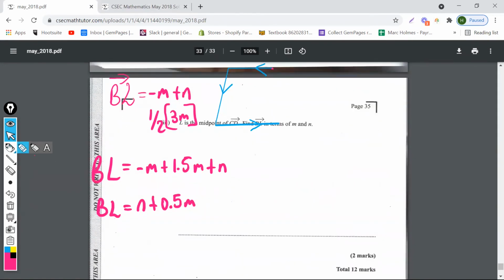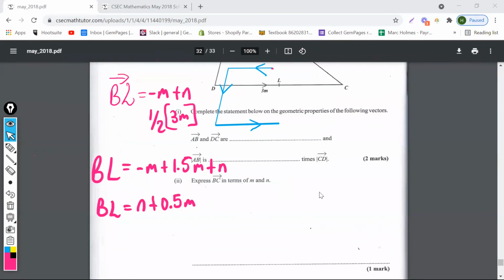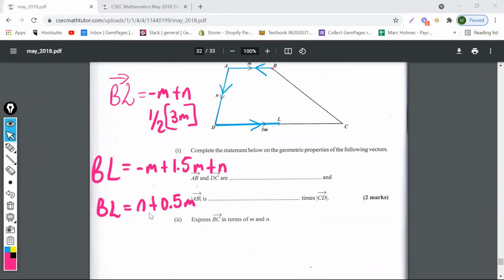Yes, so this is the answer, guys, N plus 0.5 M. Wait, sir, can you go back? Sir, can you go back up, please? That was the right thing. Oh, sorry. Yes, so that's the answer, guys, N plus 0.5 M. Sir, can go back now.